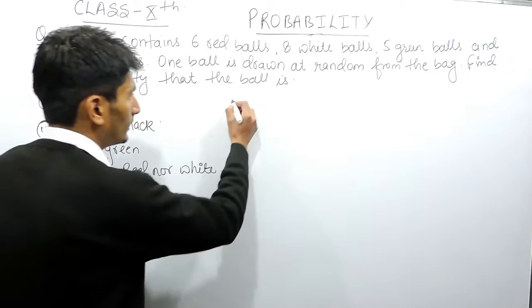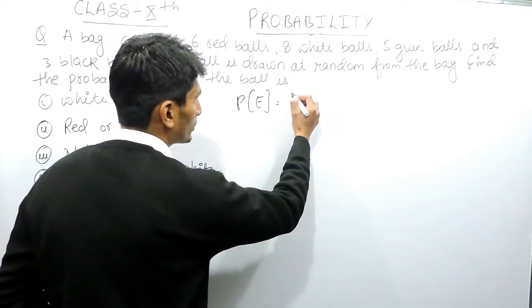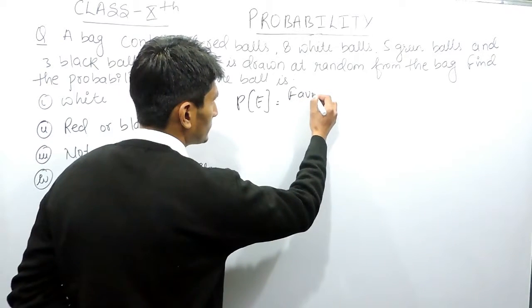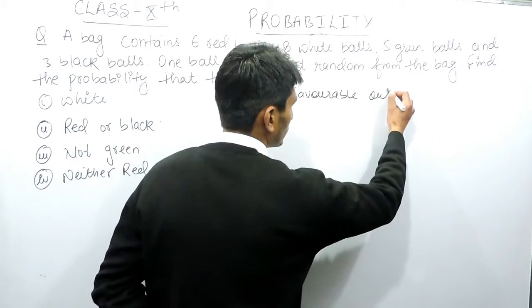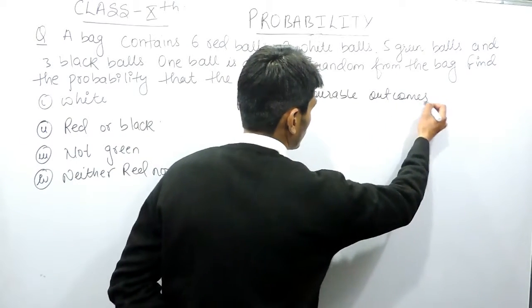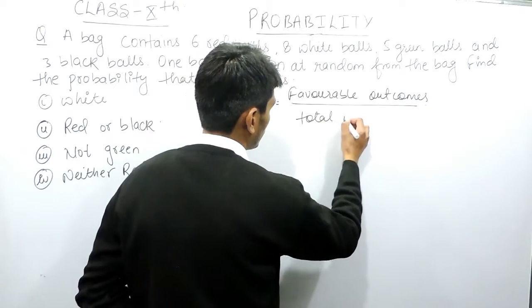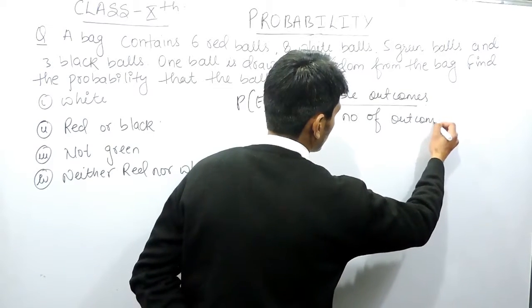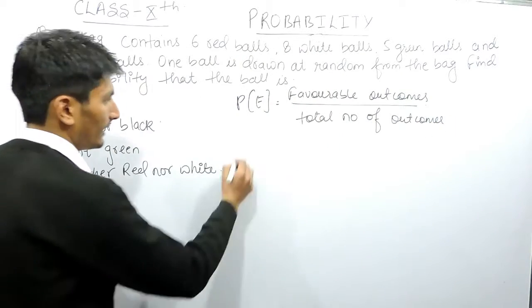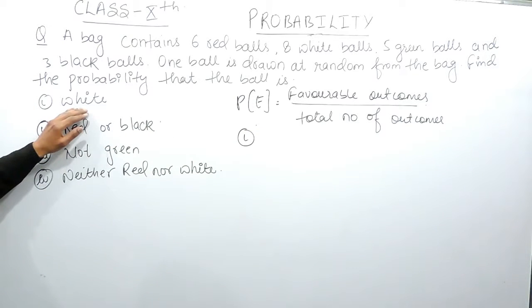So first of all, we must know the probability of an event is basically equal to the favorable outcomes upon total number of outcomes. This is the formula for probability, and in the first case you need to find the probability that the ball drawn is white.